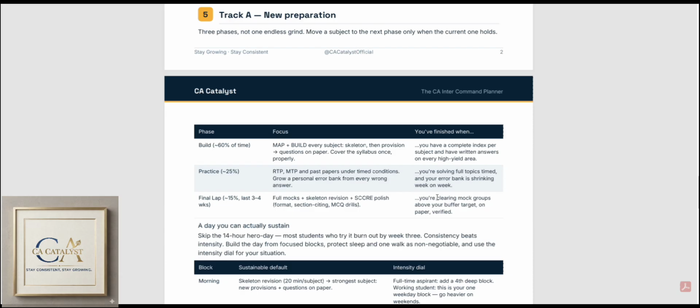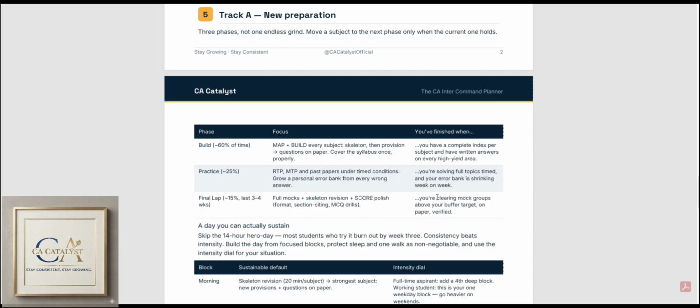Now coming back to the sheet of track A preparation. Three phases, not one endless grind. You move a subject to the next phase when the current one still holds. What does it mean? In the first phase, you spend 60% of the time you give on mapping. You map each subject's concepts and build the skeleton: what is the provision, what questions are being asked in that provision, how many times you revised, and what challenges you faced. You can cover all of this.